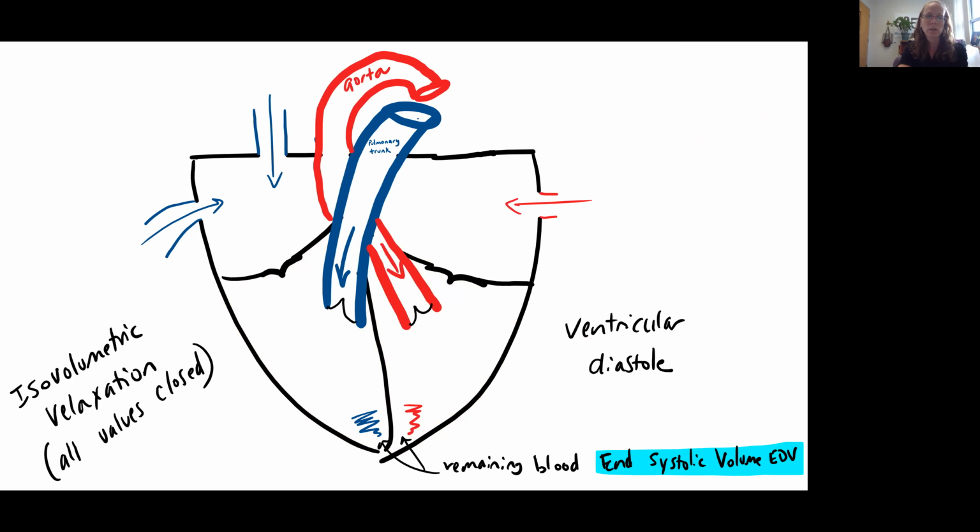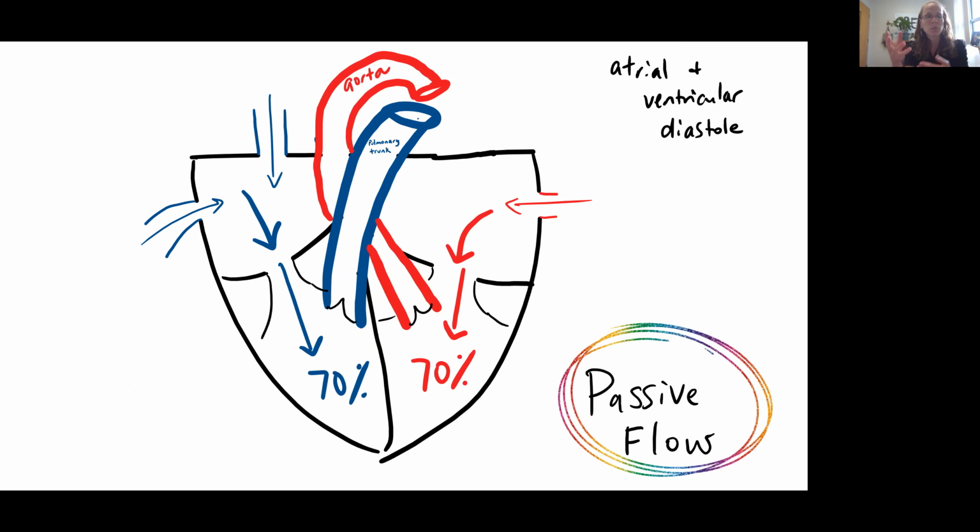Okay, this is where we were in our cardiac cycle. So we're in the isovolumetric relaxation. The ventricles are in diastole, so that means they're relaxed. All of the valves are closed. There's a little bit of blood remaining. And then what we see happening is the pressure goes down enough in the ventricles to cause those AV valves to open. Right and left AV valves, tricuspid and bicuspid valves, open back up.